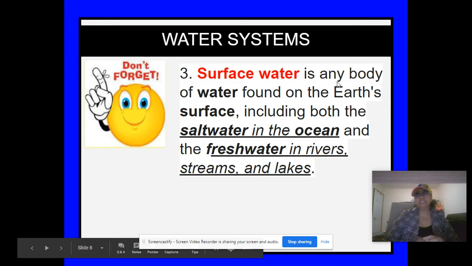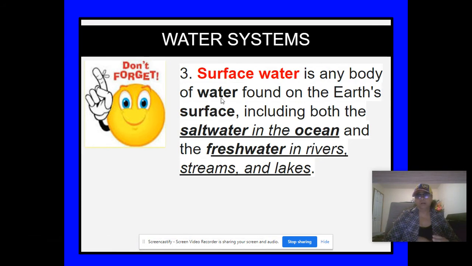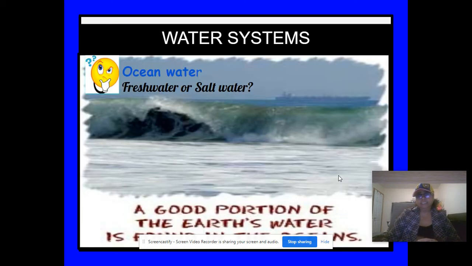Now, the surface water is any body of water found on the Earth's surface, including both the salt water in the ocean and the fresh water in rivers, streams, and lakes. Now, the ocean water, just a reflective question here. Is it fresh water or salt water? If you go back to the other Google slide, it would say that it is salt water.